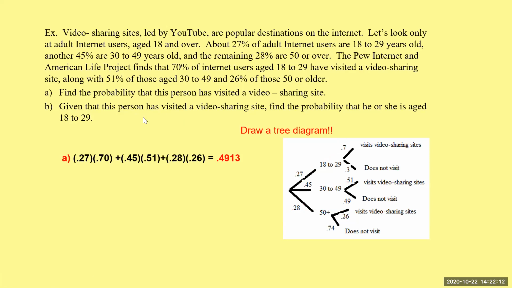So let's look at our second question. Given that this person has visited a video sharing site, find the probability that he or she is aged 18 to 29. This keyword given means fraction. Given means fraction, okay? So since we're only talking about those who visited, the probability that I just found, 0.4913, is on the denominator. So given probability goes in the denominator.